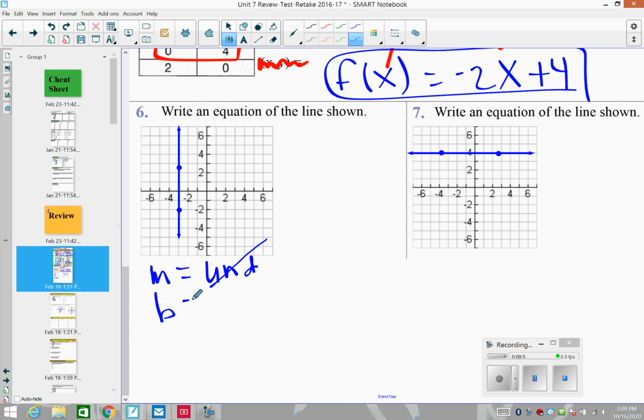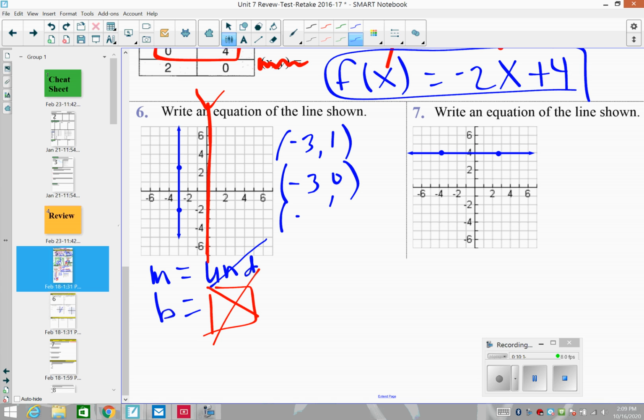Y-intercept, the place where the graph crosses the y-axis. Well, here's the y-axis. And where does the blue line hit the red line? It doesn't. So what pattern do we notice on this blue line? The only thing we notice is that the coordinates are (-3, 0), (-3, 1), (-3, -1), and so on. What's true about all the x's on that line is that all the x's equal -3.